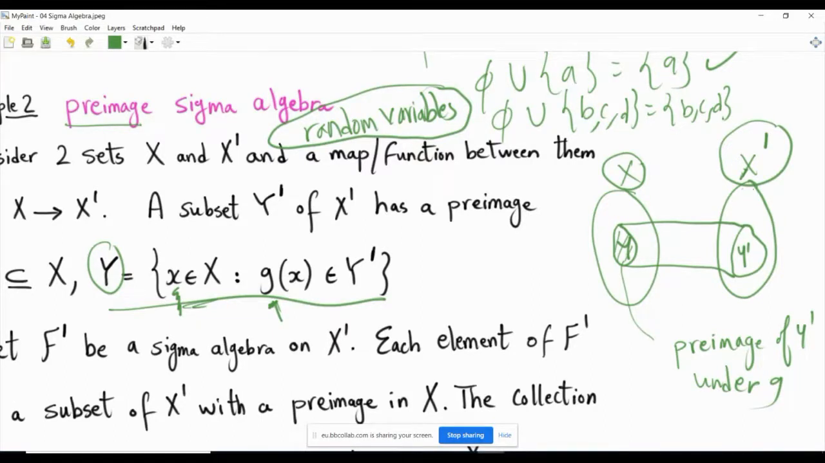Now suppose that again you define a sigma algebra on X prime. So it is a collection of subsets of X prime. Now for each one of those subsets in the sigma algebra, go and obtain the pre-image in X. Each subset in X prime has a pre-image: those elements in X that are mapped to the specific subset of X prime we are talking about. So for each subset in the sigma algebra on X prime, find the pre-image. You will obtain a collection of pre-images. You can prove that the collection of pre-images, which is a collection of subsets of X, is in fact a sigma algebra on X.